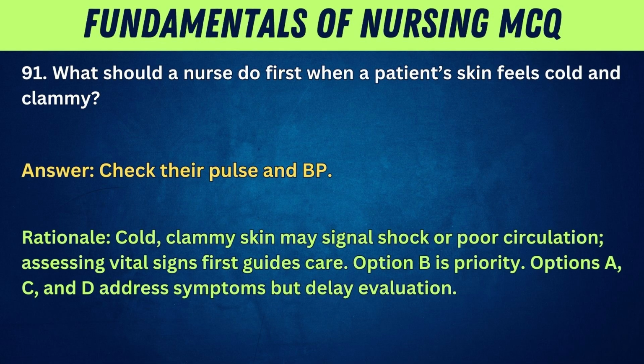Answer: check their pulse and BP. Rationale: cold, clammy skin may signal shock or poor circulation. Assessing vital signs first guides care. Option B is priority. Options A, C, and D address symptoms, but delay evaluation.